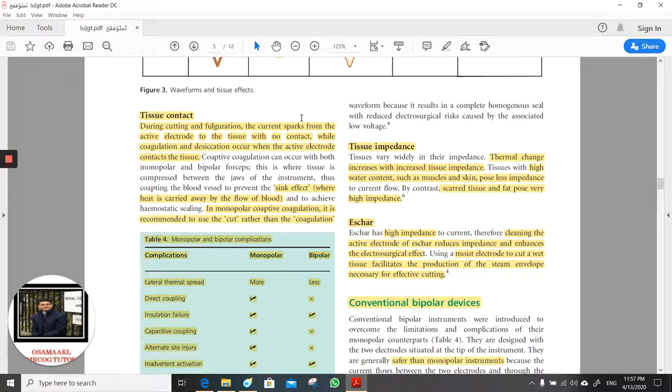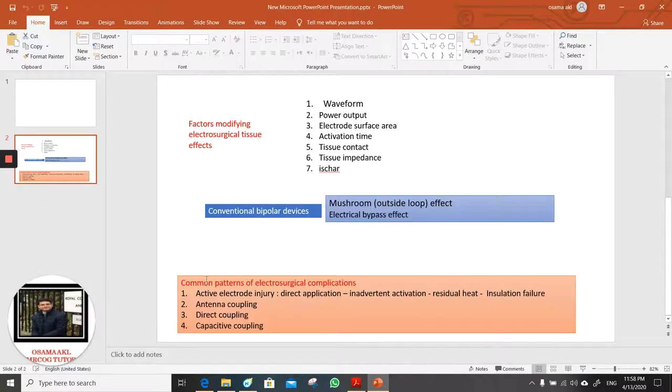Okay, so these are the factors that affect the response of the tissue to electrosurgery. So we can summarize again, factors modifying tissue effect. Number one, waveform. Is it continuous or interrupted? Low voltage or high voltage? Power output, make it less as much as you can.